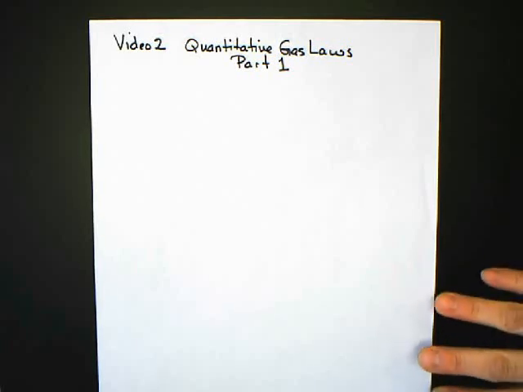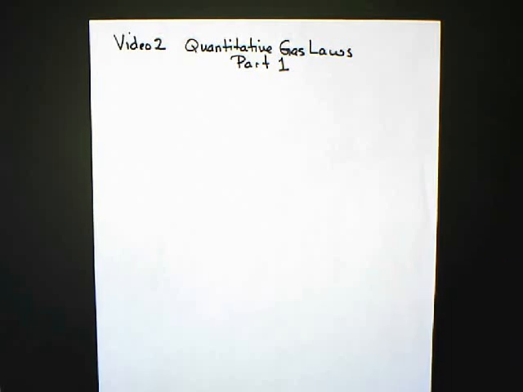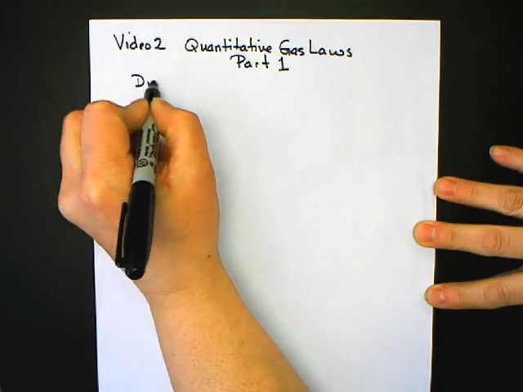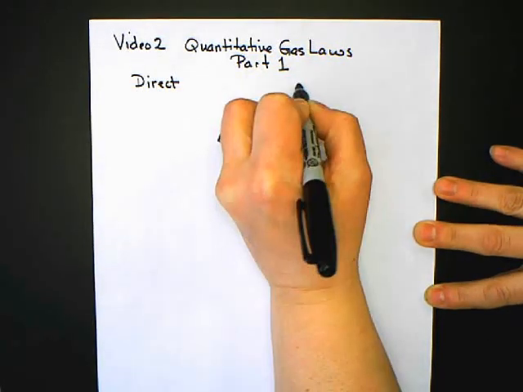All right, so now that you've had a chance to do the exploration and experience the six gas laws in a qualitative way, we're going to take a look at those six gas laws quantitatively, come up with some equations that we can use to represent those relationships. So the way that we're going to do that is to divide the two types of relationships into those that are direct and then those that are inverse.